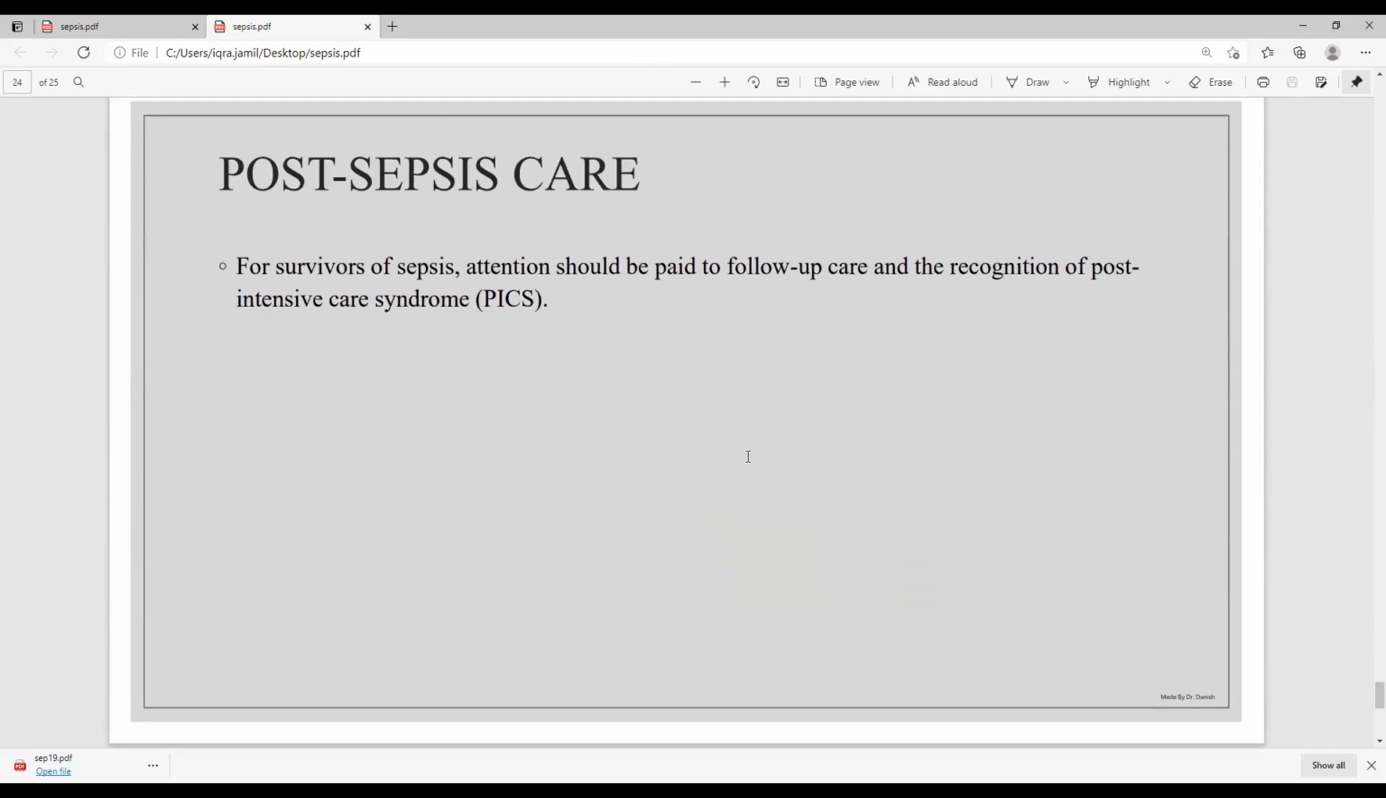Post-sepsis care. For survivors of sepsis, attention should be paid to follow-up care in recognition of post-intensive care syndrome.